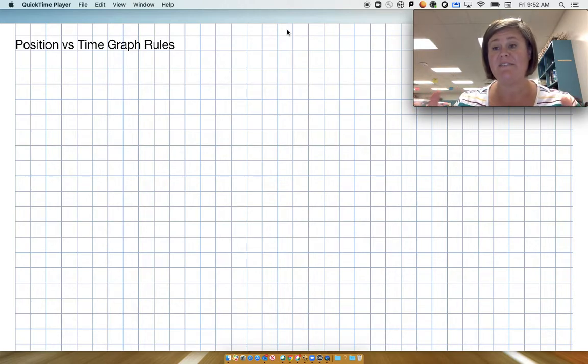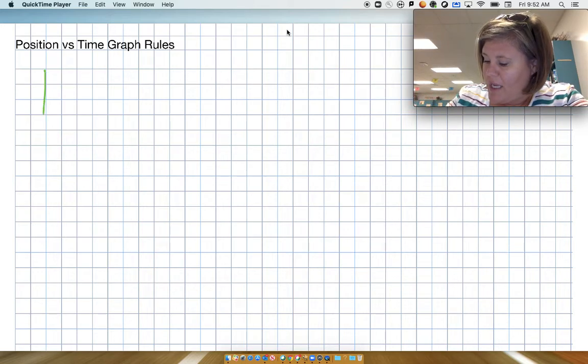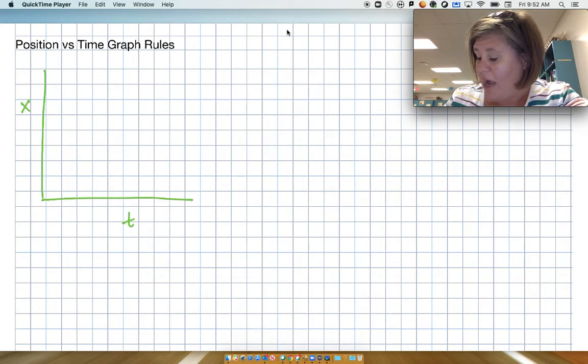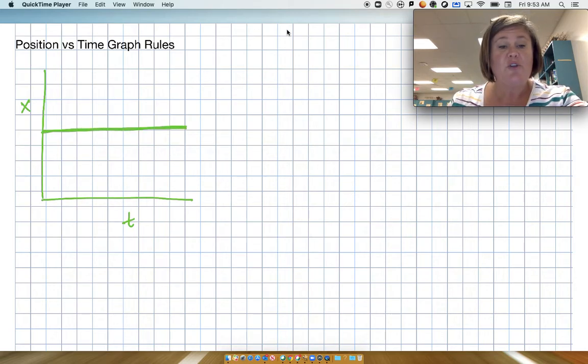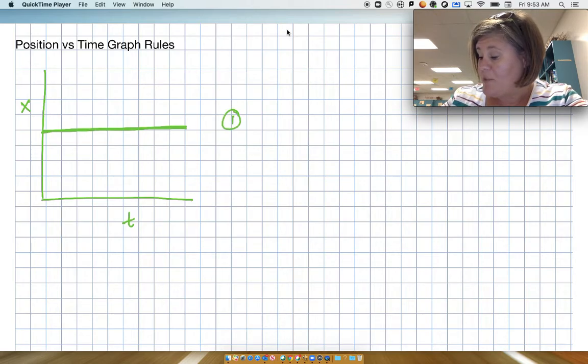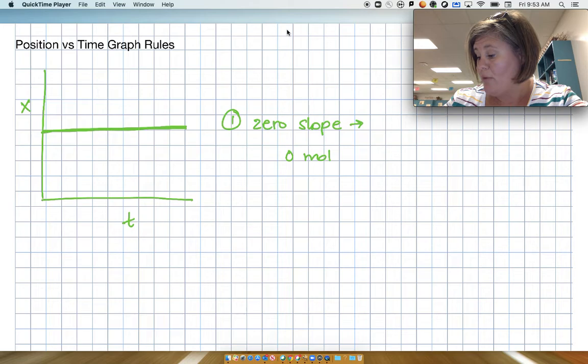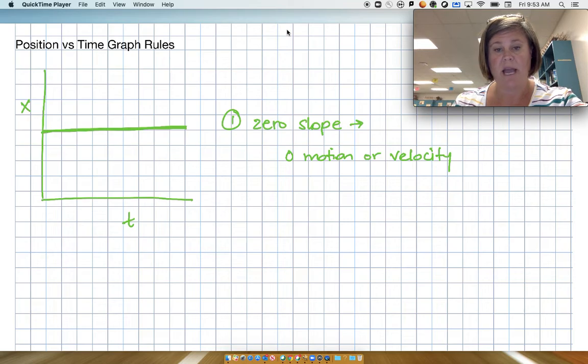Okay, so you should have already developed your own rules for position versus time graphs, but I just want to go over a few of those rules and then this one big rule that's really important. So I'm just going to start with the position versus time graph. Let's start with this one. Looks like this. Okay, you should have noticed here that we have zero slope, and zero slope means zero motion or zero velocity. So that's a pretty easy one.